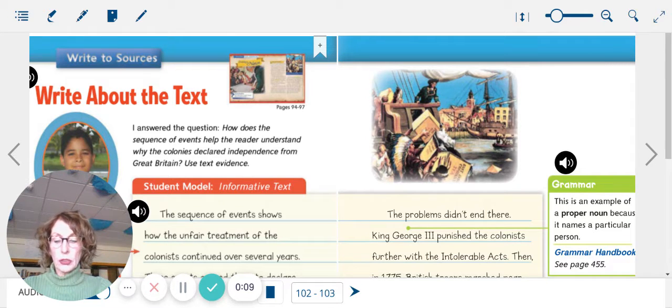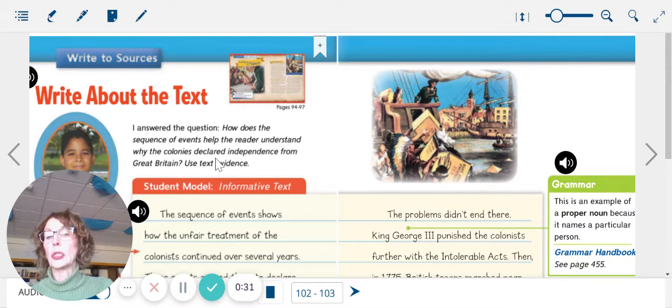Today we're going to take a look at an example piece of writing in which a student wrote about this week's shared read, Creating a Nation, and discuss how the student used text evidence along with the writing elements main idea, sequence, and problem and solution to clearly express his thoughts and ideas.